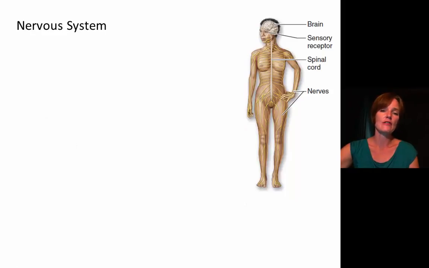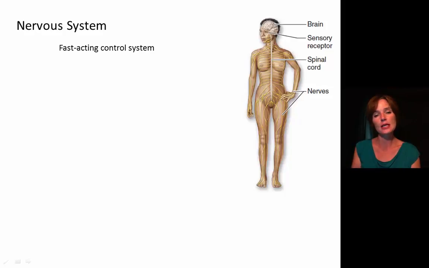Another organ system that we have is the nervous system. The nervous system is our fast-acting control system. The nervous system is composed of the parts that you see here in this image. That's the brain, the sensory receptors, the spinal cord, and the nerves that are running throughout the body as well.